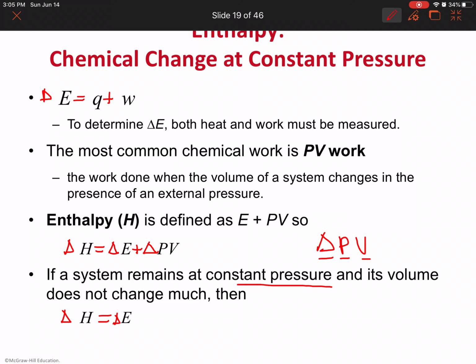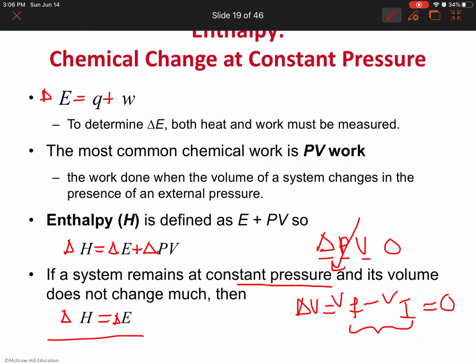And if the volume doesn't change much either, like let's say your final volume minus initial volume, but there is not much of a change. So then what happens to the delta V? That's also going to be 0. So if a system remains at constant pressure and its volume does not change much, this delta PV term becomes 0. So in that case, we can come up with this equation where delta H equals delta E. So enthalpy is basically energy, delta E, at constant pressure and when the volume doesn't change much.